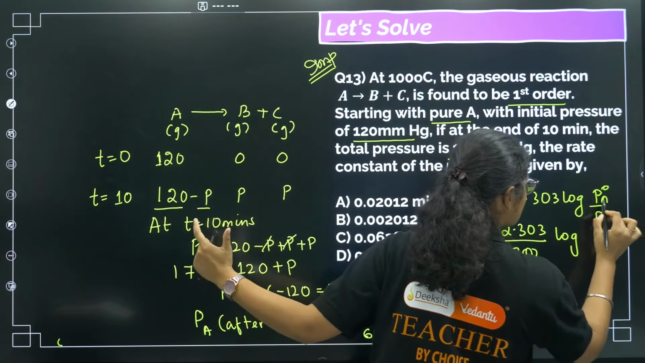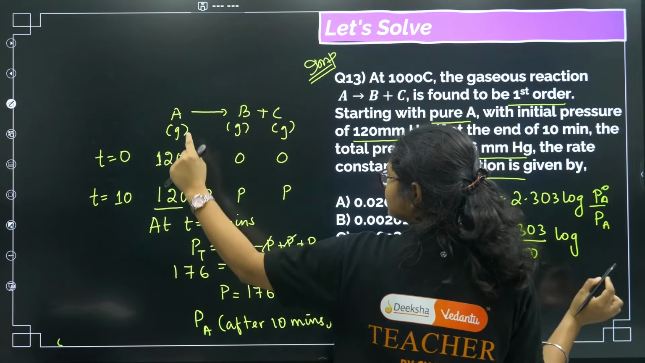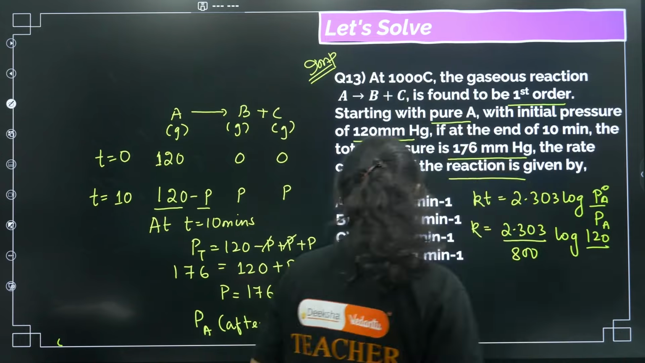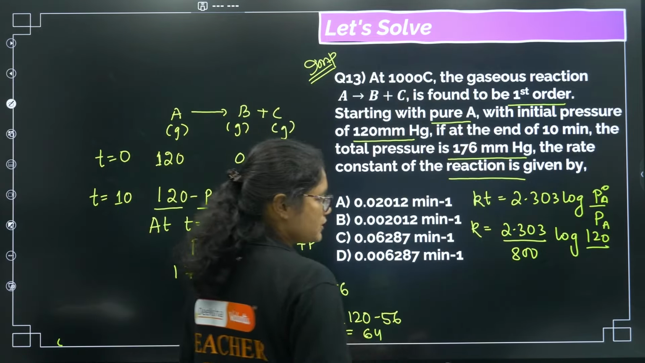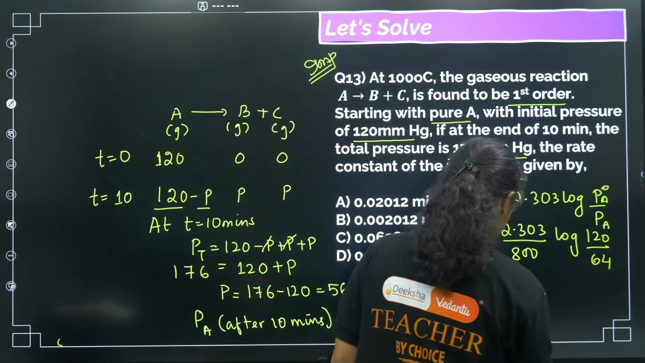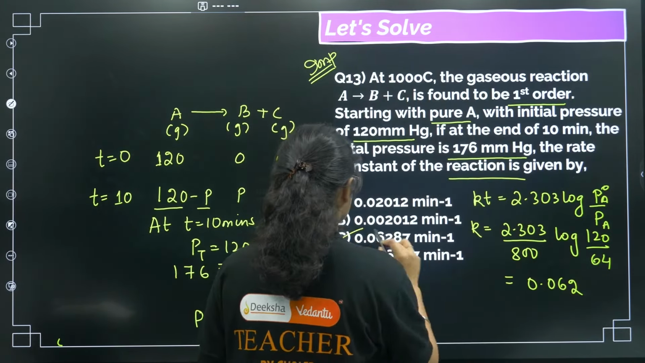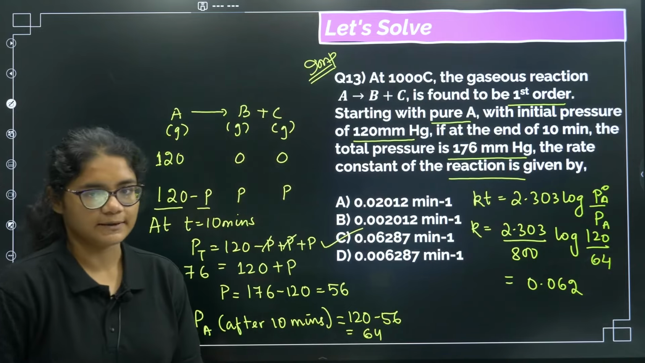So I'll write here P naught of A by PA, right? What is the initial pressure of A? 120. And what is the final pressure of A? That is 64, right? 64 is the final pressure. Now if I solve this, I'll be getting 0.062, okay? So the correct answer for this question will be option number C.